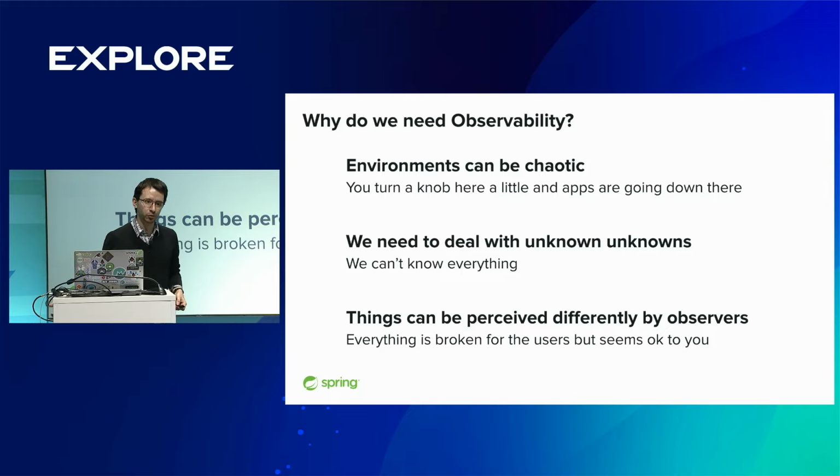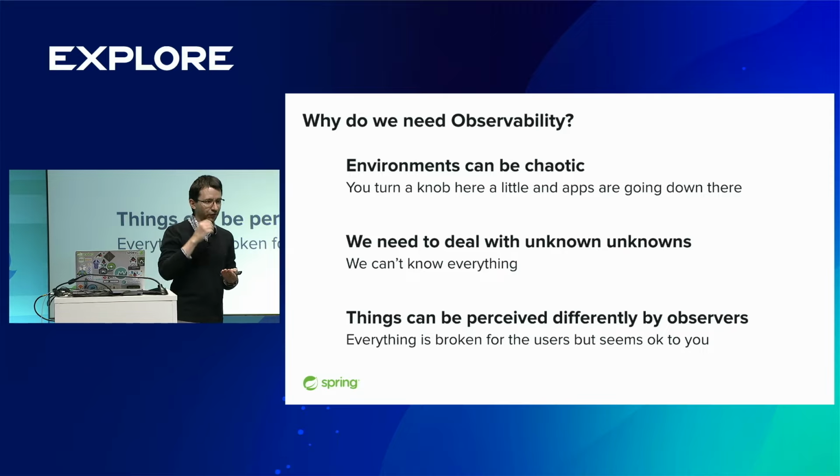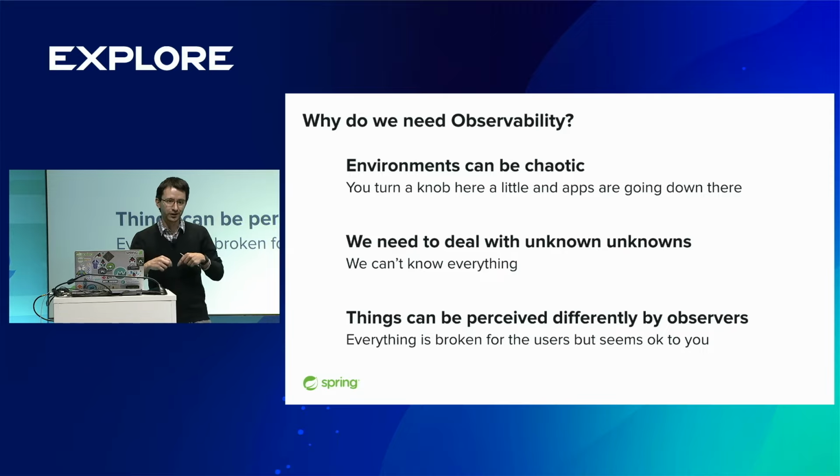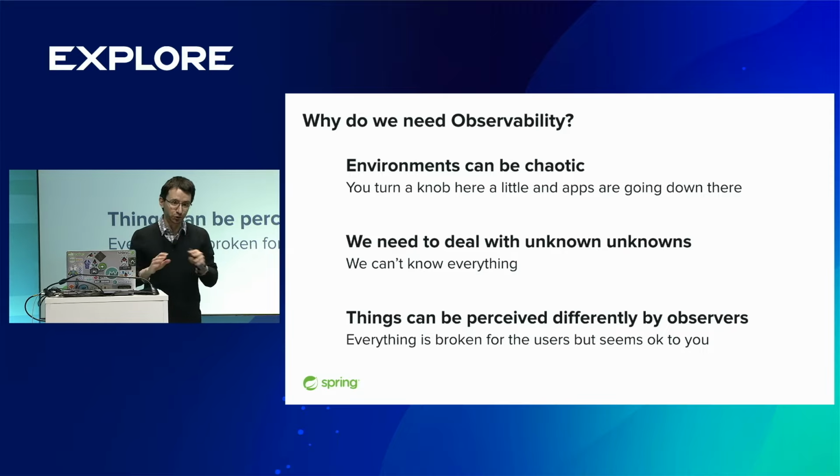Also, we need to deal with the unknown. You cannot know everything. There are things in your infrastructure right now that you don't know about. You don't know that they even exist and they can bring down production. And to make this a little bit worse, things can be perceived differently by different observers, which means that maybe everything is 100% fine for you, but at the very same time, everything is broken for your users.